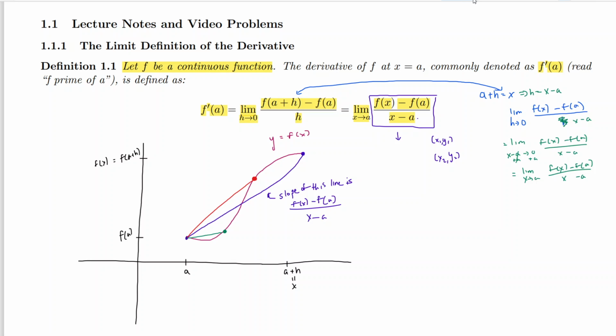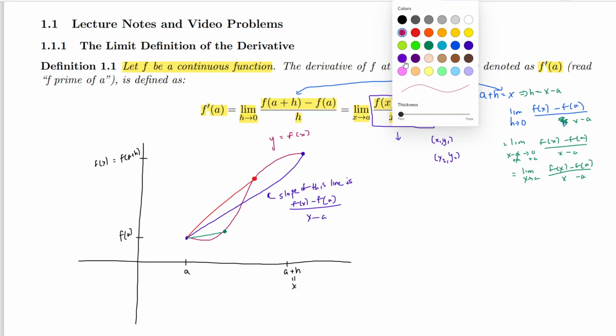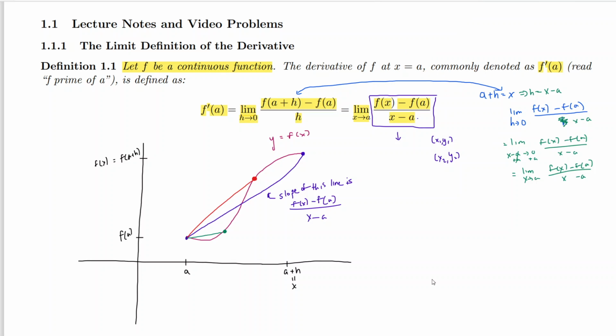Let's go ahead and write that in. That's pretty important because a common task is to find the equation of a tangent line. And anytime you find the equation of a line, you need the slope. So the derivative means exactly the same thing as the slope of the tangent line.